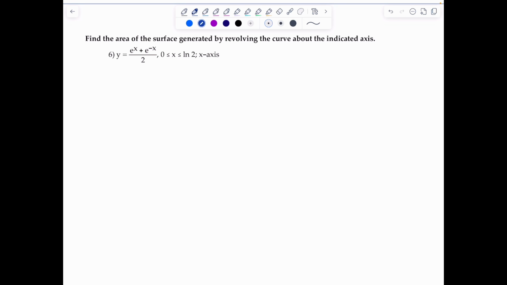Okay, so let's remember what our formula is for surface area. 2 pi, and then we have the radius, ds. ds is a little piece of arc length, so it's going to be the square root of 1 plus either y prime or x prime squared. The way it's written, I'm just going to assume it's y prime squared, dx in this case, because we're going to integrate with respect to x. Look at how the limits are given, look at how the function's given. So it makes sense. This is just going to be 0 to ln of 2.